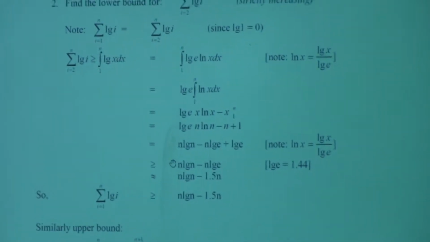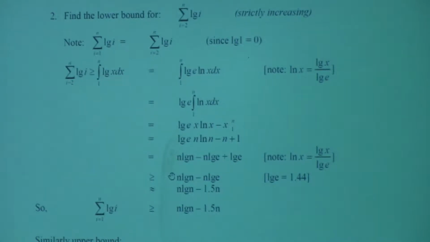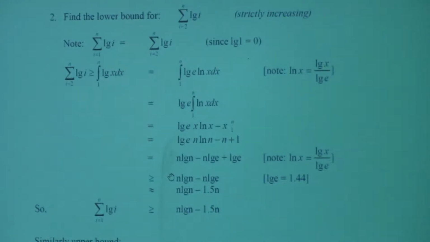So I have to give you this confusing slide here. What I'm asking you to do is find a lower bound for the sum of lg i. Now what is lg? lg is log base 2. Before you start finding the lower bound, let me tell you another story.